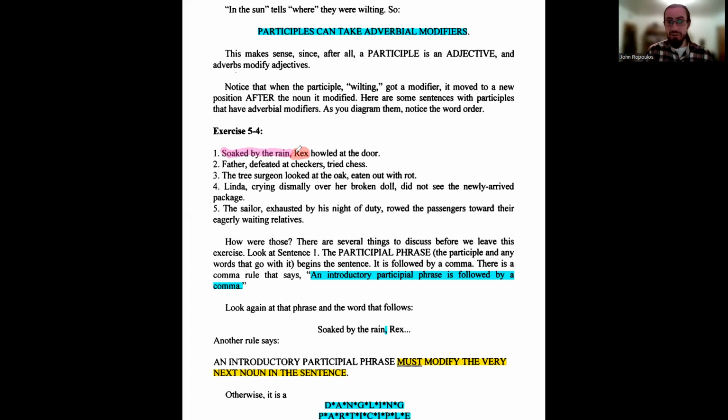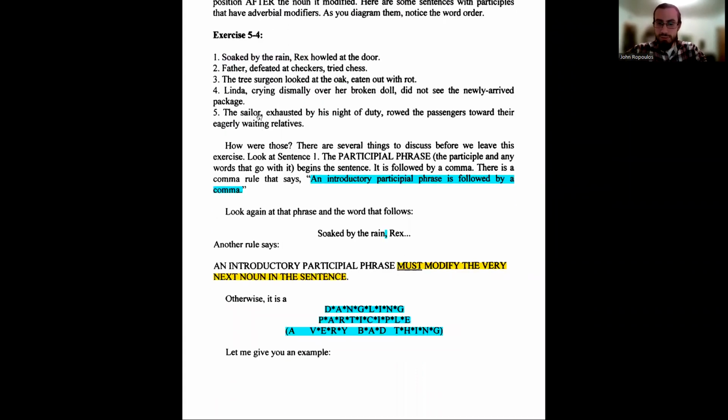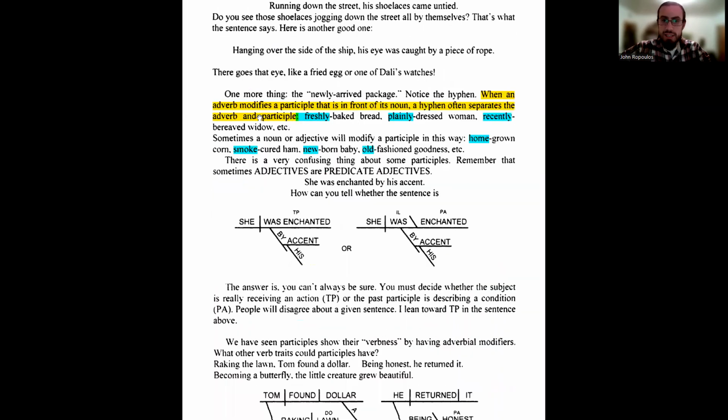We're going to look at some errors, which we'll learn in just a sec. The dangling participle. So it must modify the next noun. So soaked by the rain must modify Rex. Otherwise, you're going to have a problem, and we're going to look at what that problem is. If it doesn't modify the next noun, you're going to have what's called a dangling participle. A very, very bad thing. Big, big trouble if you've got a dangling participle. So let's look at an example.